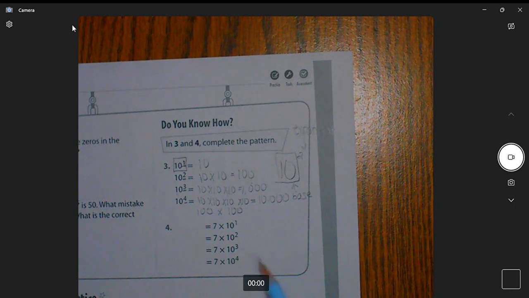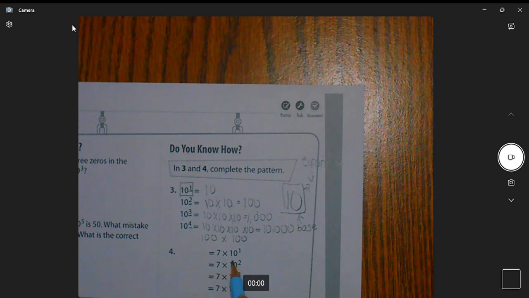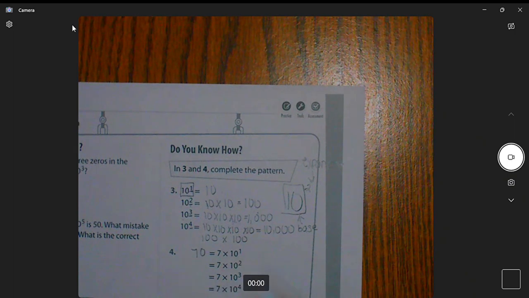Let's look at this part. So I have 7 times 10 to the first. Well, if I know that 10 to the first is just 10, what is 7 times 10? Right, 70. All right, well, what about 7 times 10 to the second power, 10 squared? Right, I can look back up here and know that 10 to the second power is 100. So 7 times 100? You're so right. 700. 7 times 10 to the third?